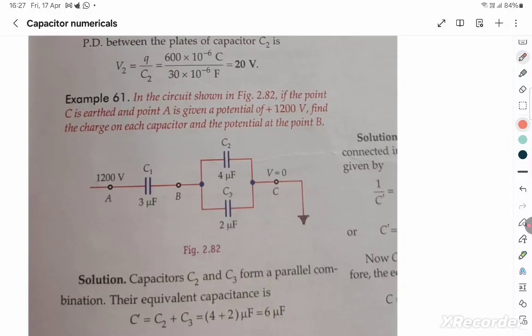In a circuit of 2.82, if again this is getting earthed, can you see that this is the potential 0 and this is at a potential 1200 volts. Find the charge on each capacitor and the potential at the point B. The potential at this point. If you find the charge that is flowing through this main capacitor, you can do V is equal to Q by C, and hence find the potential that's absorbed by this capacitor. So you can subtract it from 1200 and then get the potential at B.